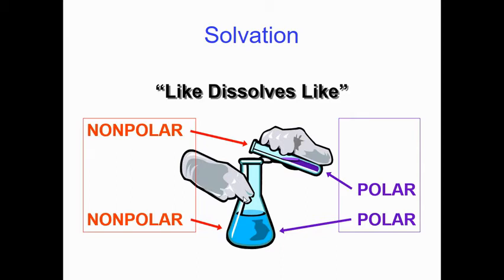But if you were to put vinegar and water, those are both polar. So those mix well together. You make a miscible solution because they mix well together. Okay. So that's one thing you want to remember about solvation. We always like to say like dissolves like.